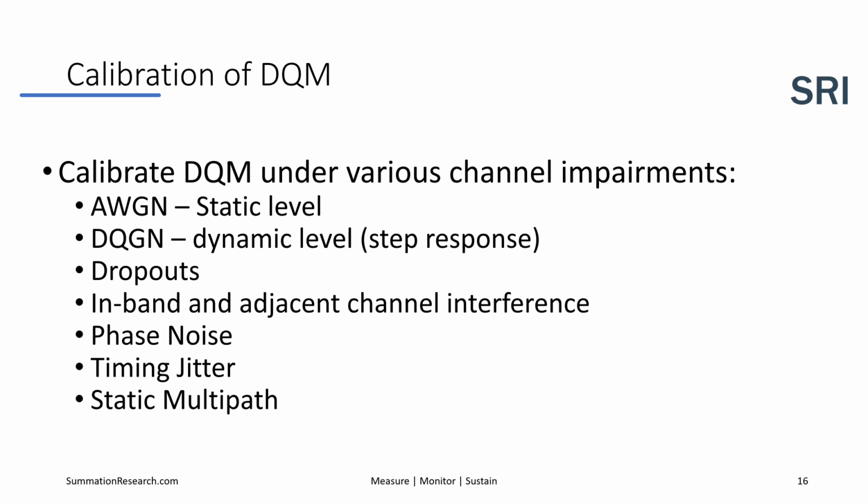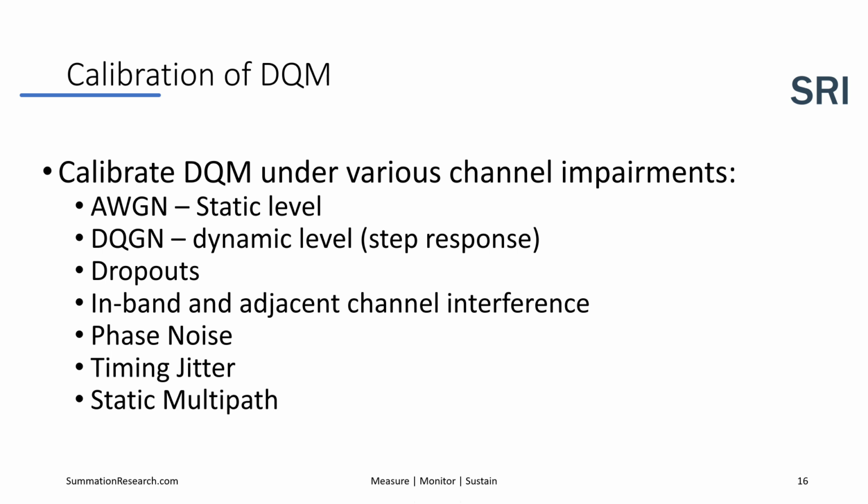DQGN, dynamic level step response. Dynamic quantized Gaussian noise involves changes in noise levels over time, modeled as a step response. This helps evaluate how the system adapts to sudden changes in noise conditions. Dropouts. Dropouts refer to a brief interruption in the signal. Calibrating DQM in the presence of dropouts assesses the system's resilience to intermittent signal loss.